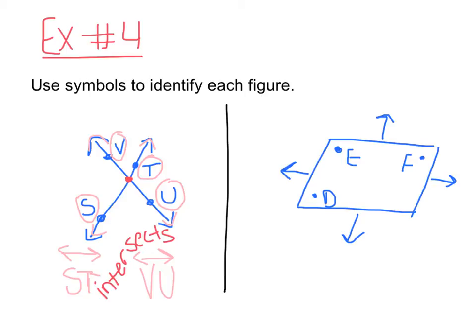Now we have a plane over here on the other side. The same thing, we still use the points that are identified, E, F, and D. I'm going to just write them in alphabetical order: D, E, F. You can see this is the plane because it goes on forever in all directions. And all we do is simply draw the plane shape right before our letters.